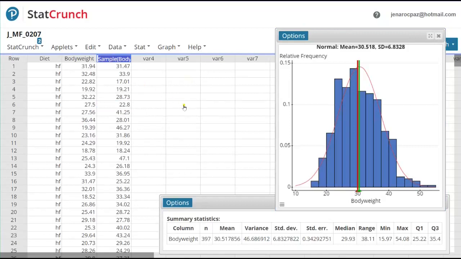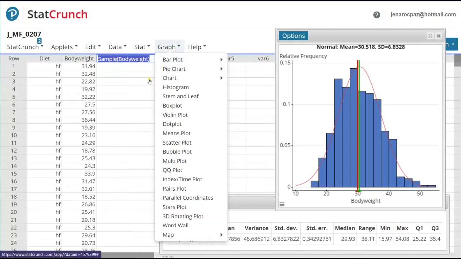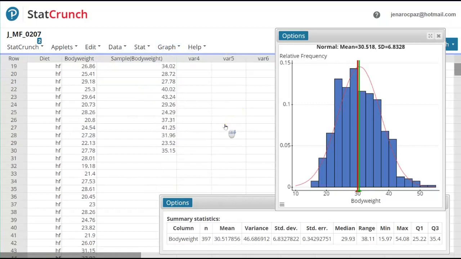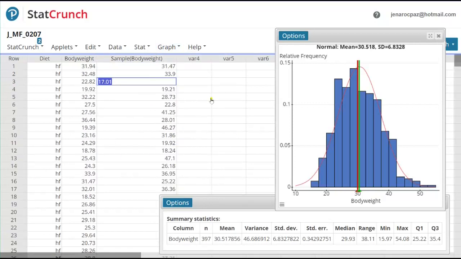The name is sample of the body weight. One sample from here. And we only have 30 rows, randomly selected from the original body weight.